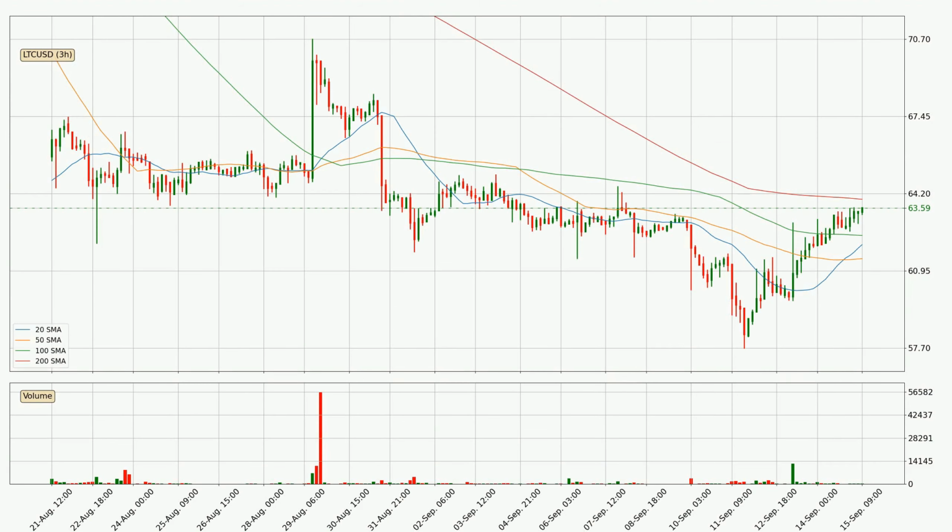Jumping to the 3-hourly simple moving averages, at the moment, the price is between the 100 and the 200 SMA. If the price bounces off the 100 SMA, which is currently at 62.4, it could be seen as a support, and the 200 SMA that is at 64.0 could be perceived as a resistance to the upside.